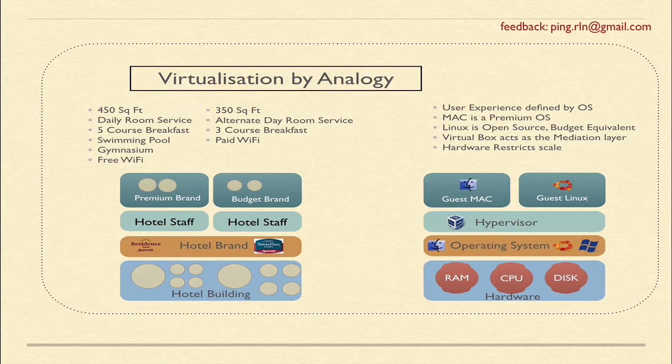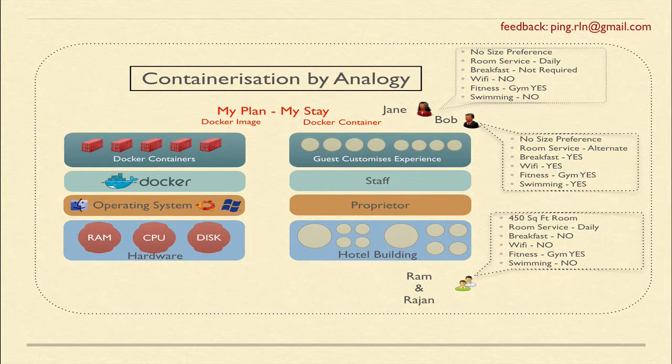Now, what is containerization? Let's say that different users like Jane, Bob, Ram and Rajan, as defined here, have different kinds of user expectations from the same hotel room. And let's say that if the hotelier allows them to form their own plans and define their own stays, right? So, for example, when Jane says that daily room service is mandatory along with the gymnasium, that becomes her plan. And when she comes to stay, that's what she gets.